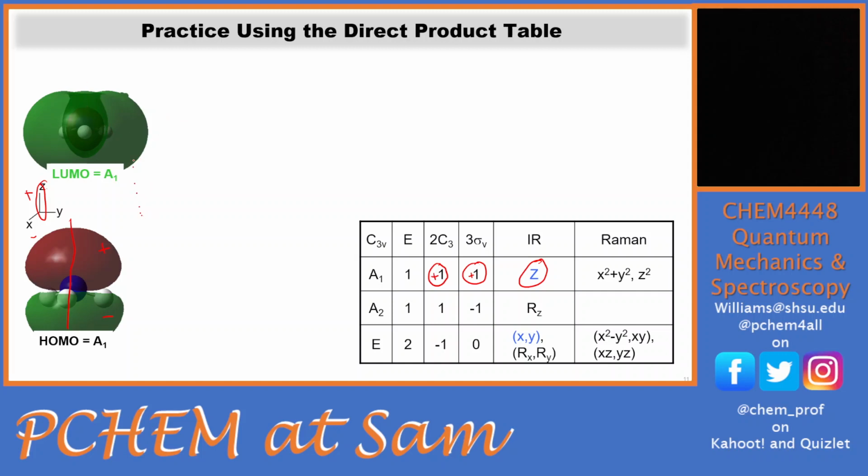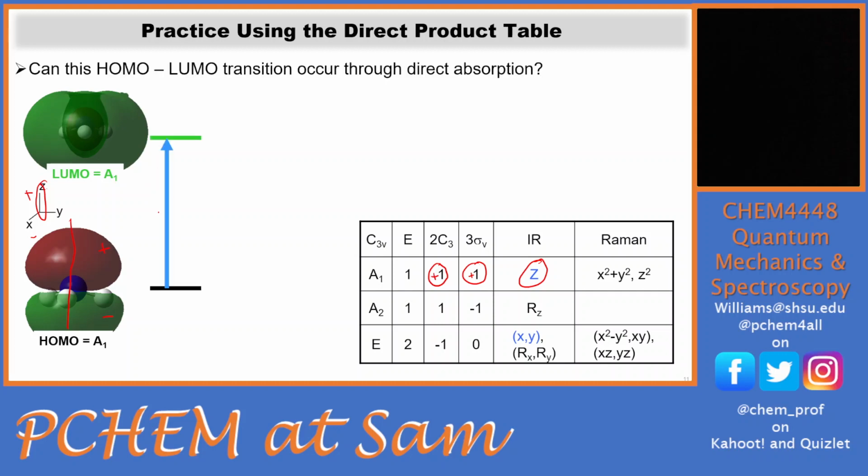And so the question is, is the HOMO to LUMO transition allowed in this molecule? So can this occur through direct absorption? Direct absorption is going to use either Z polarized light or XY polarized light. Now, unlike our particle in a box, this has different rows for X and Y and Z. So we have two problems to do. We have the direct product using Z, and we have the direct product using X or Y polarized light. And so Z polarized light is A1, and XY polarized light is E.